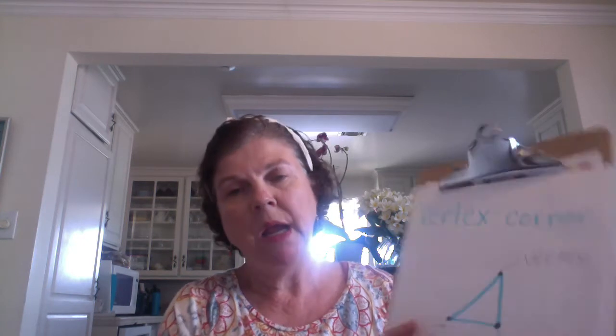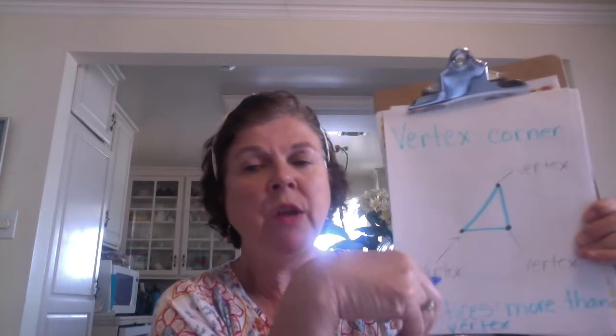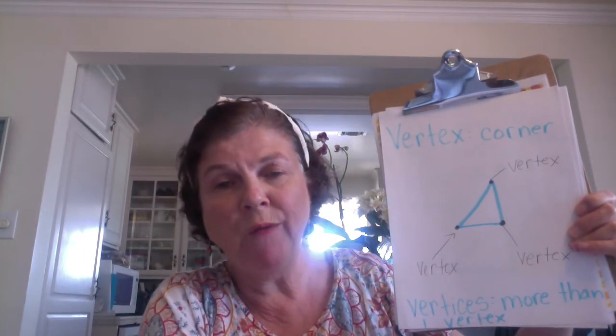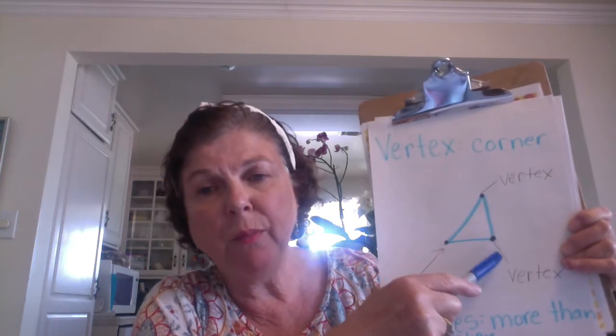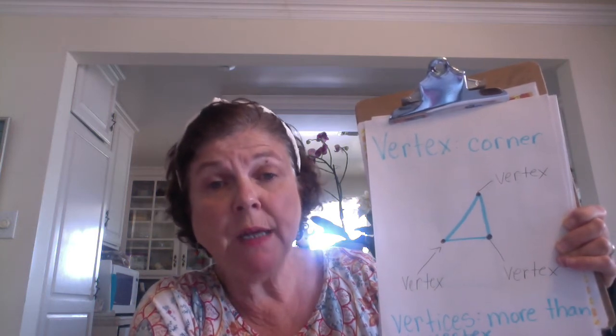Okay. Another vocabulary word that we need to know is vertex, which is the corner. Remember, when you have more than one, they're called vertices. That's more than one vertex. Vertices are where I have the little dots or points. Those are at the corners where the two lines meet.